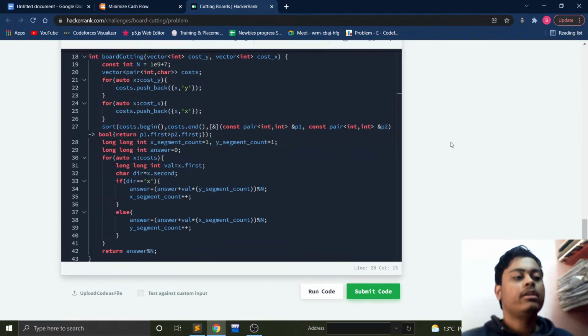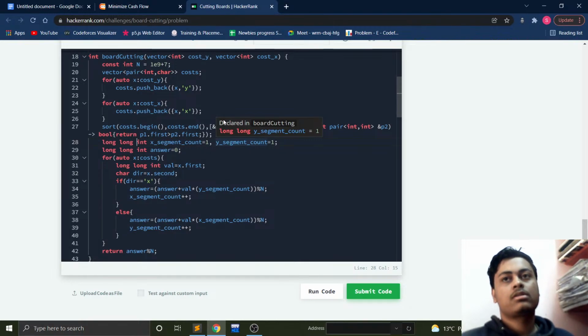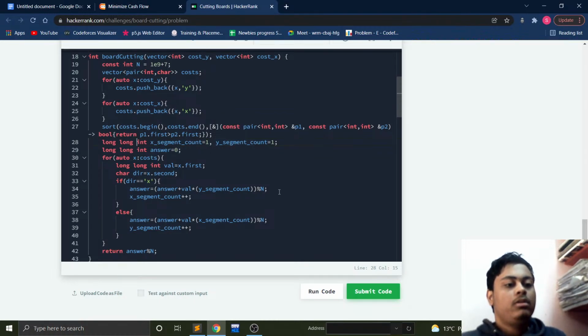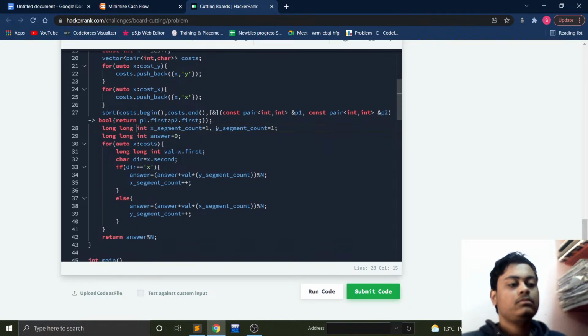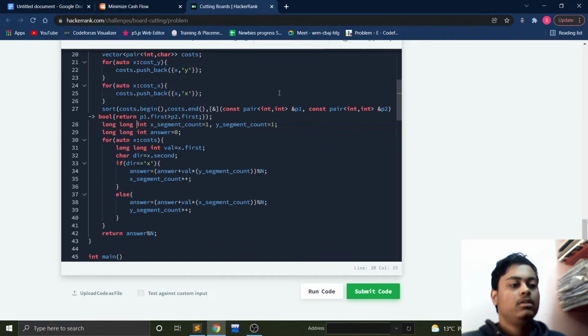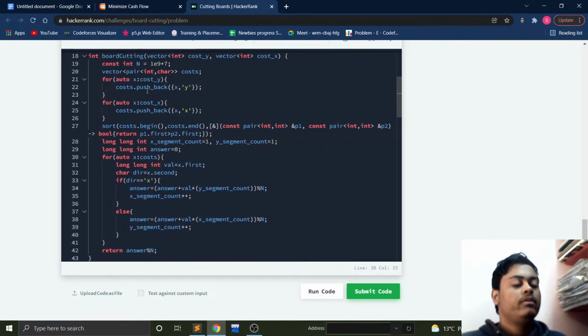Now while sorting, costs are just in a sorted order, right? I don't want them to be long longs, right? I mean to say, the first value in cost is, yeah, it is an integer.